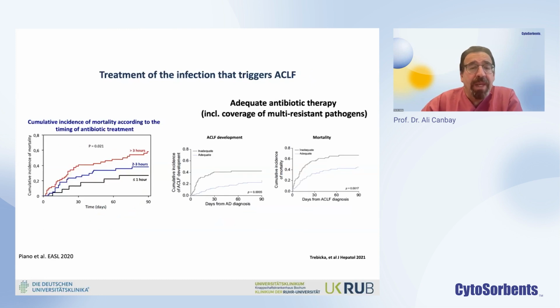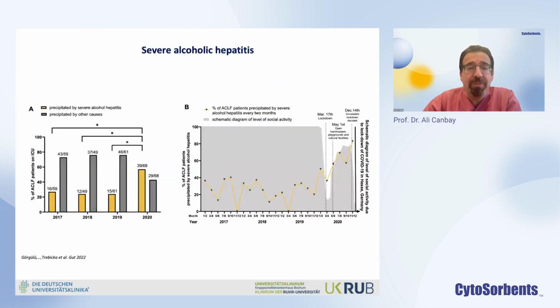So the next is that antibiotic treatment is important, and you have to do it as soon as possible. Then you can see that the mortality rate in this kind of patient is lower if you start with adequate antibiotic therapy, with coverage of multi-resistant pathogens. And this is very important: to start as early as possible in this kind of patient.